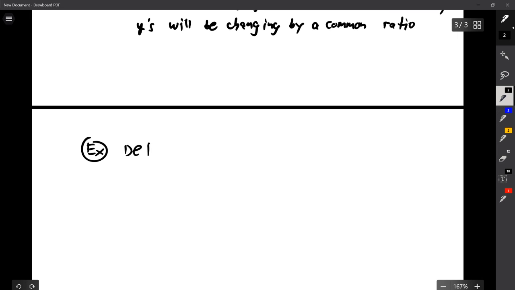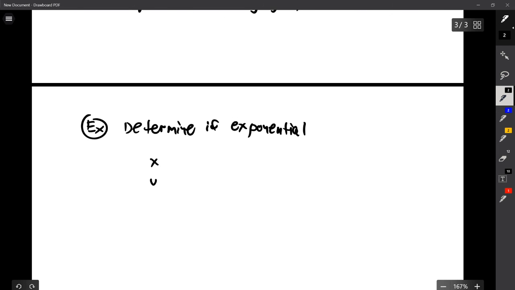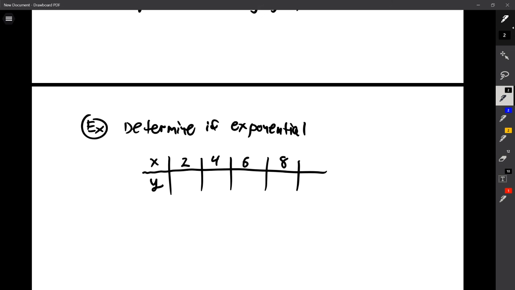So we'll say determine if exponential. Determine if exponential, and here's our table of values. We'll say x is on the top row, y is on the bottom row. And I'm going to say we have 2, 4, 6, 8. And then that we have 1, 3, 9, 27. Let's say we have that.